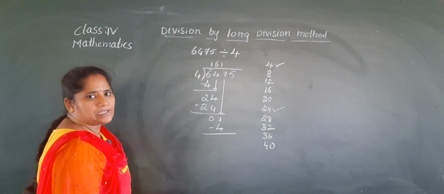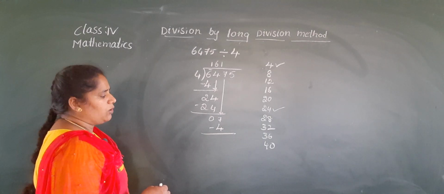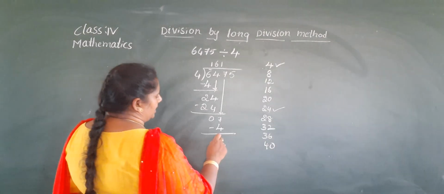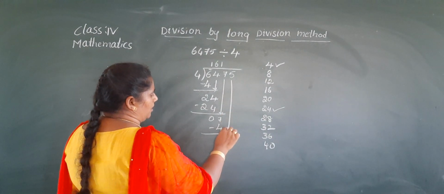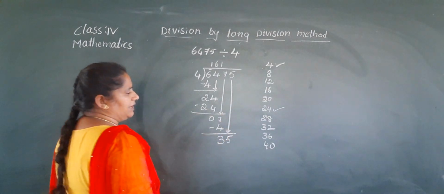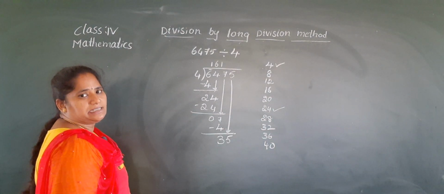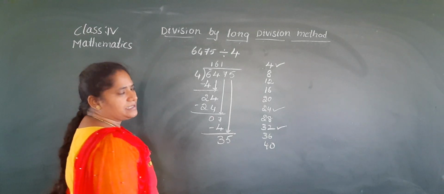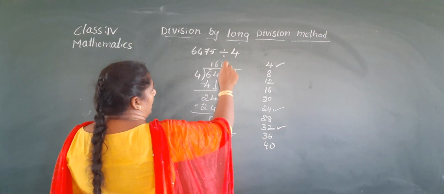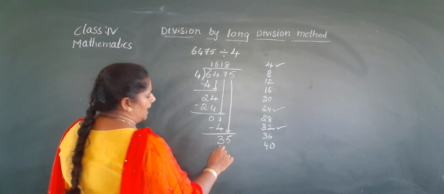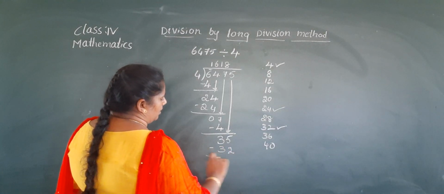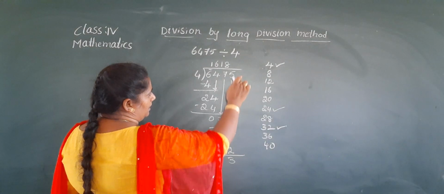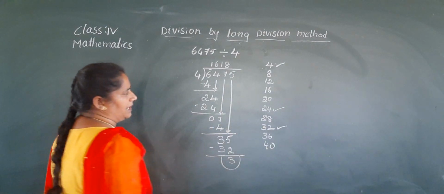Now do the subtraction. 7 minus 4 is 3. Now take down 5. 35. 35's nearest number is? Yes, 32. How many times? 8 times. So write 8 in the quotient place and 32 down. Now 5 minus 2, 3. No number to take down. So this becomes a remainder.